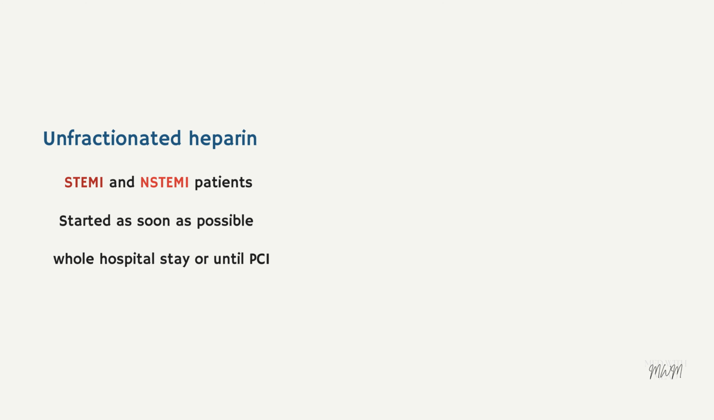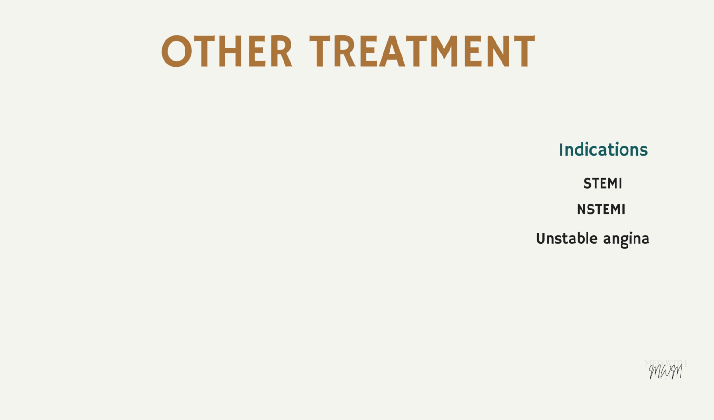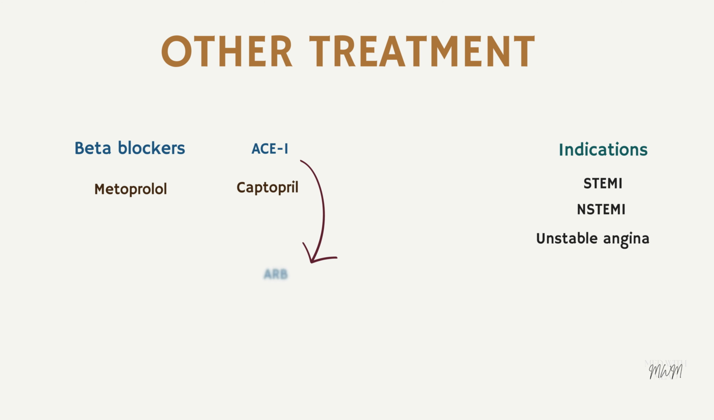Other drugs that should be given in the setting of STEMI and NSTEMI or unstable angina include beta blockers such as metoprolol, which can reduce the cardiac demand provided that there are no contraindications like hypotension, bradycardia, or asthma. ACE inhibitors, for example captopril, are also recommended and can be switched to ARBs if the patient develops angioedema. And lastly, statins, for example atorvastatin, can be started routinely regardless of the patient's baseline lipid levels.